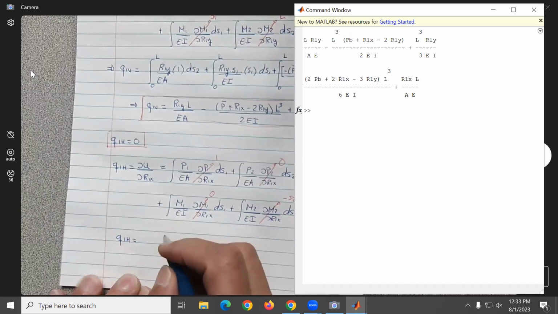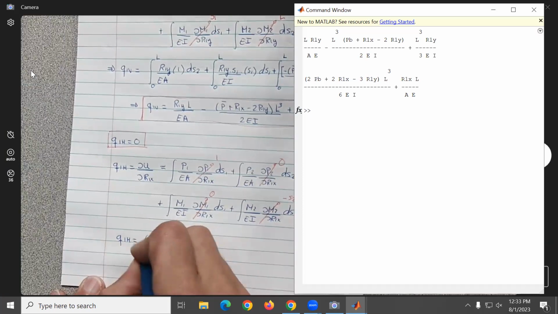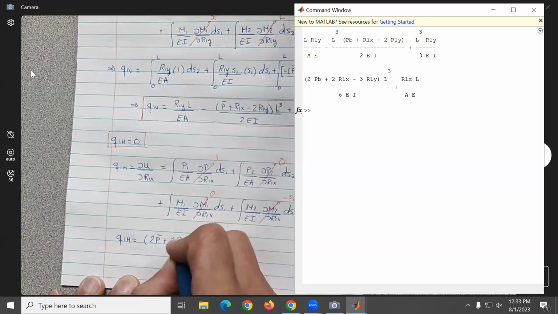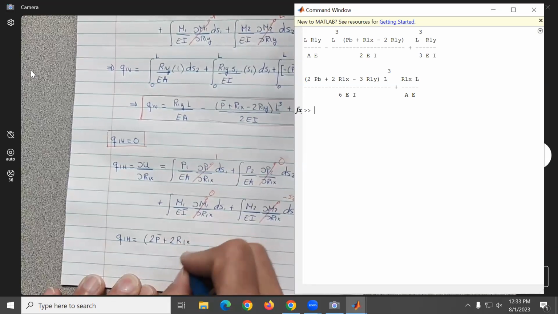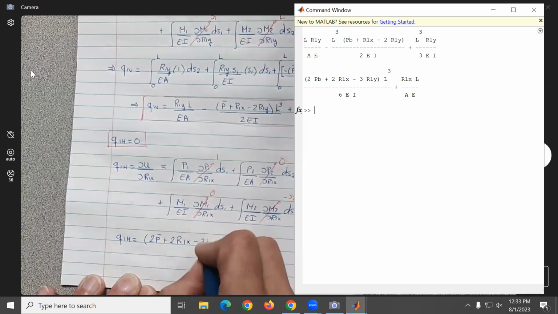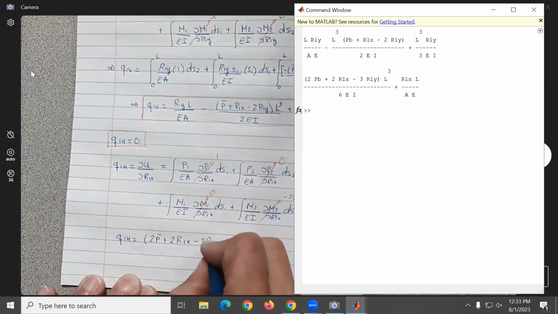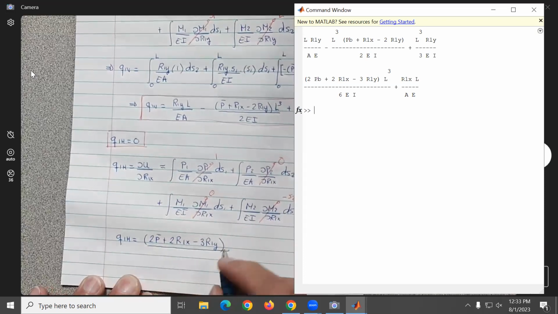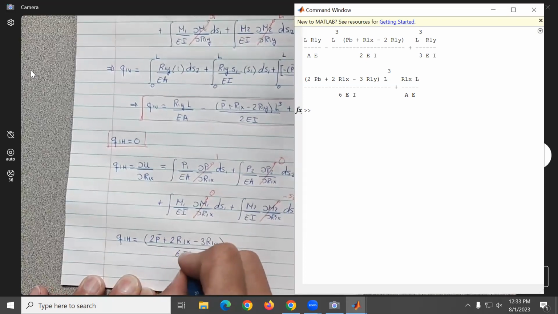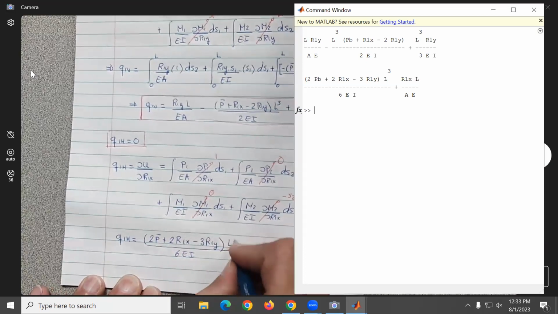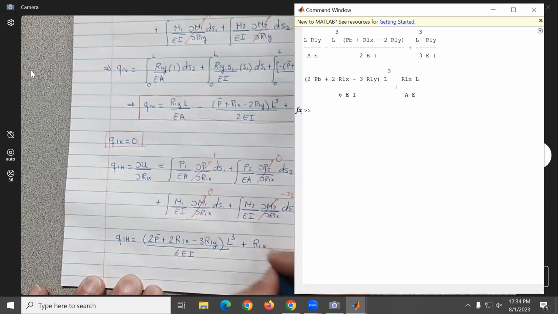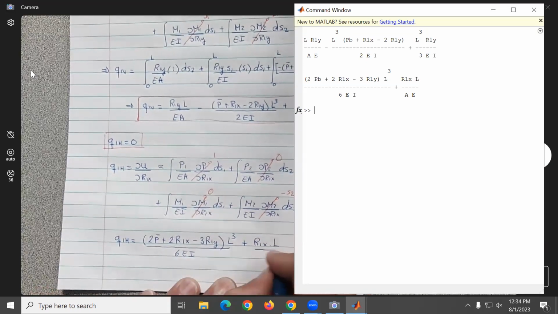Q1H is gonna be equal to what? 2 P bar plus 2 R1X minus 3 R1Y, divided by 6 EI, L cubed, plus R1X times L divided by EA.